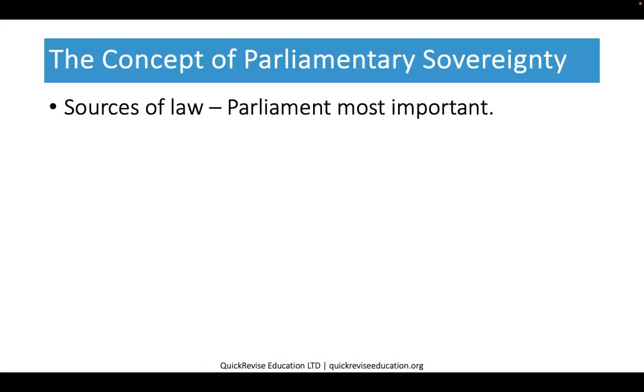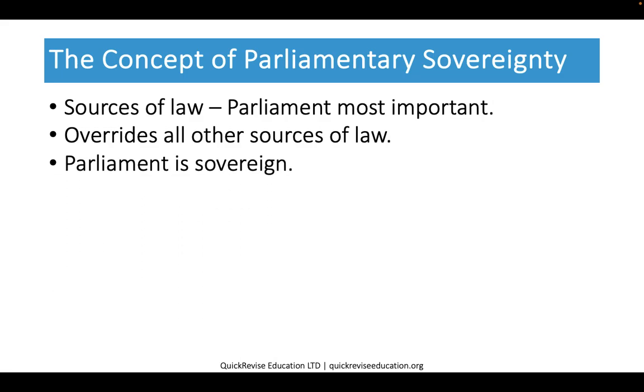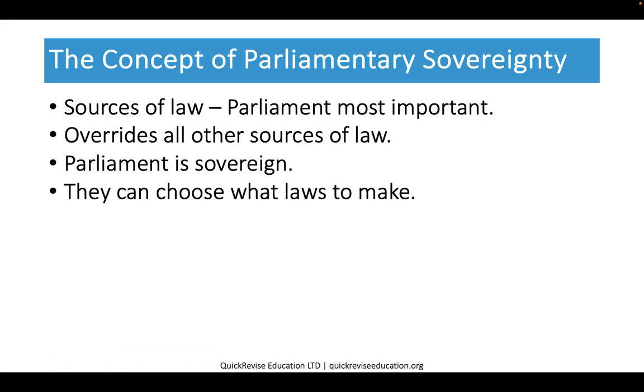So one thing that you probably should have already looked at is that Parliament is the most important source of law. So all of the law that we get, or most of the law that we get, comes from Parliament themselves. Okay, and this idea of Parliament being sovereign means that it overrides all other sources of law. That means that because Parliament is sovereign, any other sources of law aren't as important as the laws that come from Parliament, the legislation, if you're looking at the vocabulary. Another really interesting point to make is that they can choose what laws to make and what laws to unmake as well.